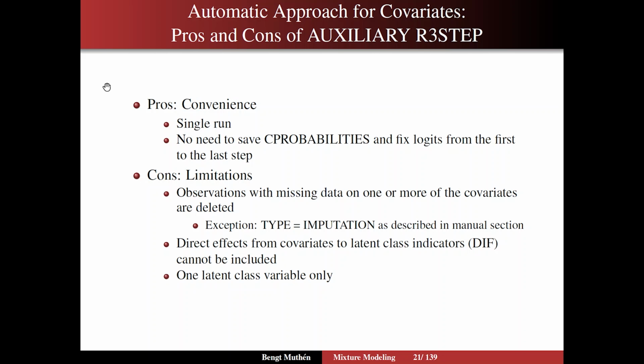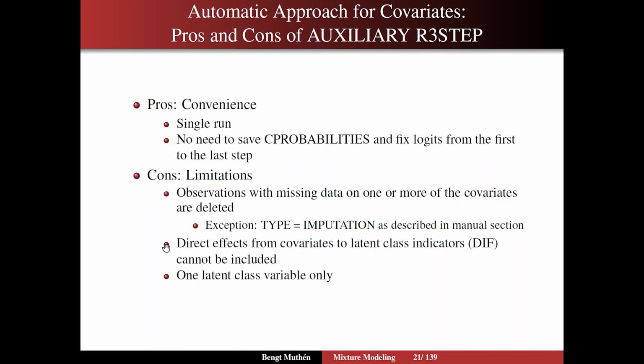So slide 21 then talks about the automatic approach for covariates. So pros and cons of the auxiliary R3-step. There's only one approach for that in Mplus. Pro, again, is convenience, single run, no need to save the C probabilities and fix the low digits. Limitation, observations with missing data on one or more of the covariates are deleted, just like in regression, with the exception of type-X imputation.